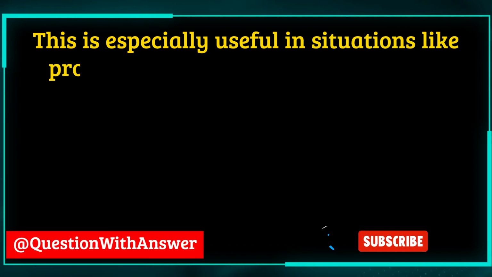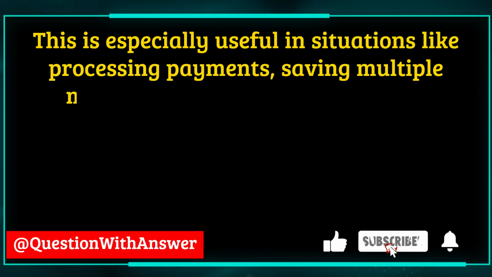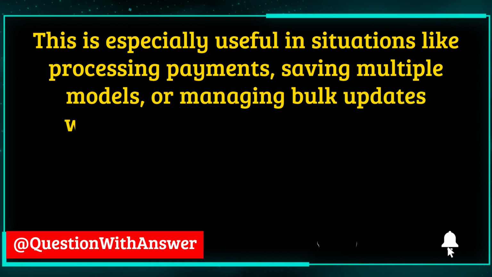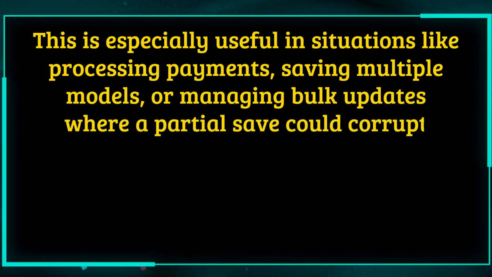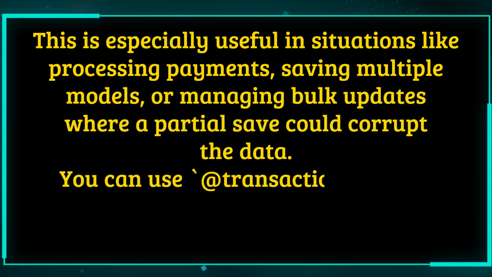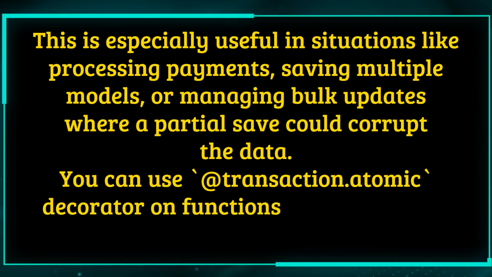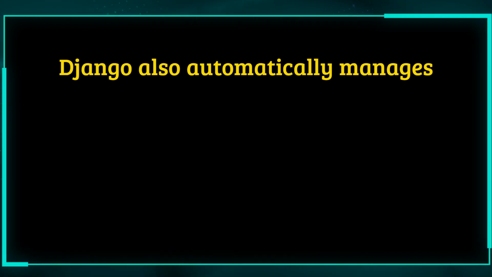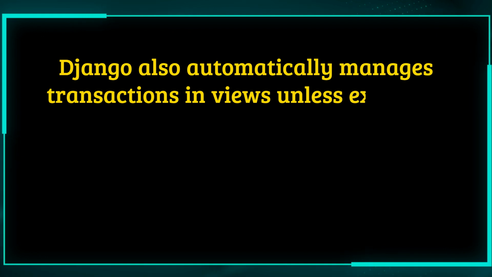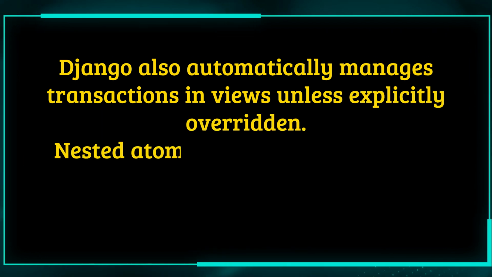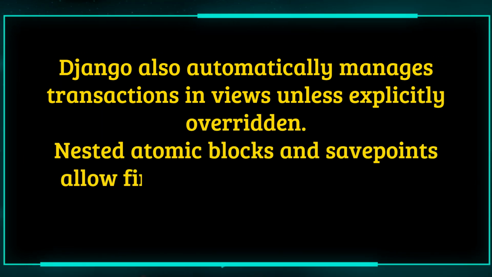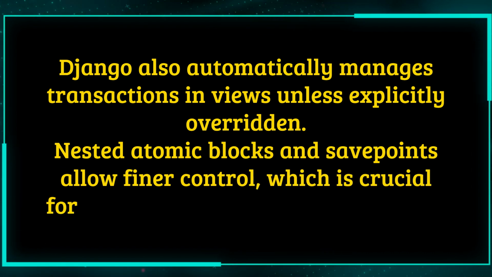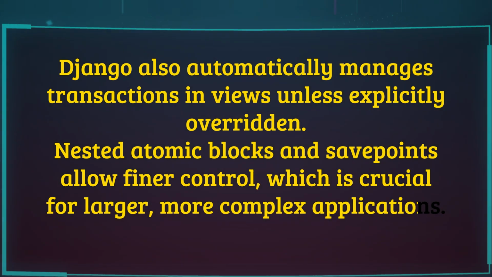This is especially useful in situations like processing payments, saving multiple models, or managing bulk updates where a partial save could corrupt the data. You can use a transaction.atomic decorator on functions or wrap code in a with transaction.atomic block. Django also automatically manages transactions in views unless explicitly overridden. Nested atomic blocks and save points allow finer control, which is crucial for larger, more complex applications.